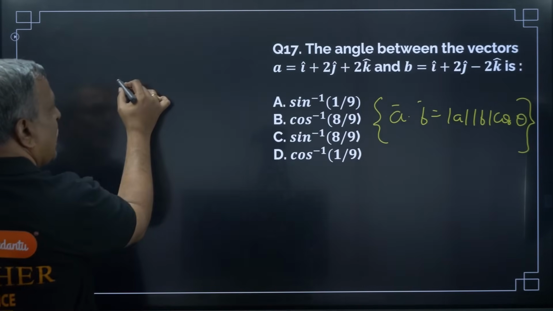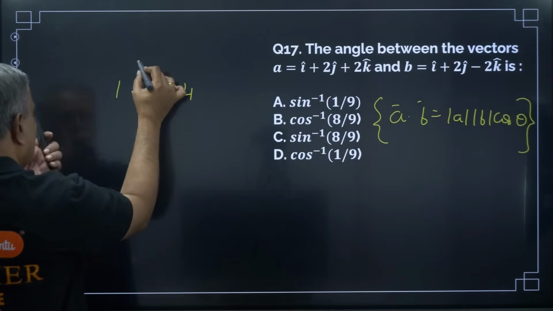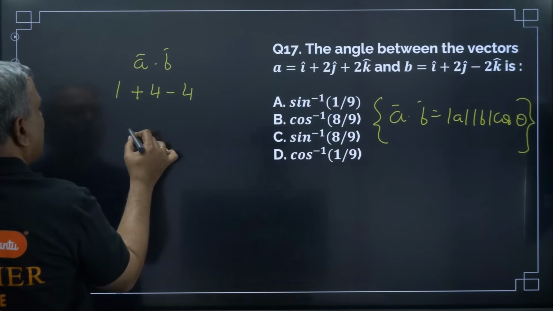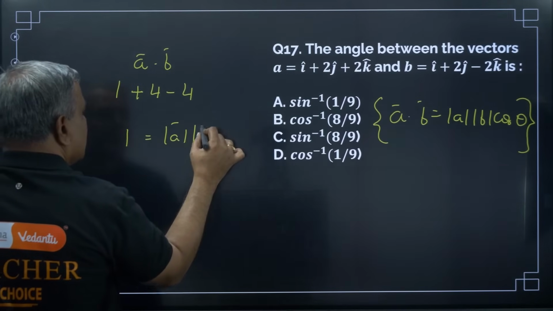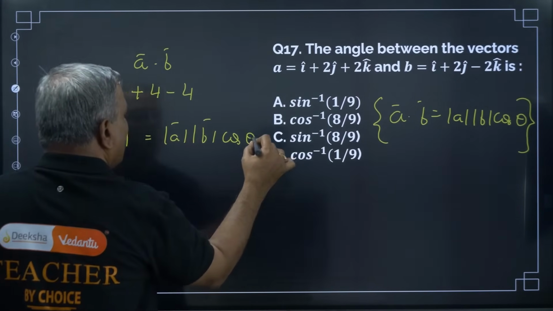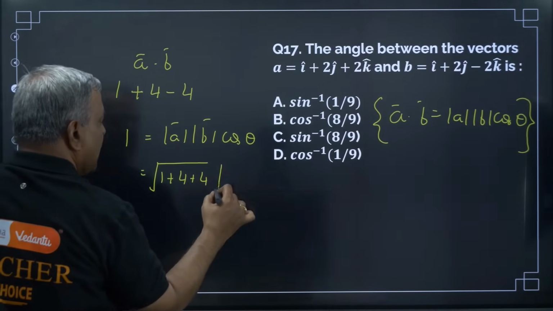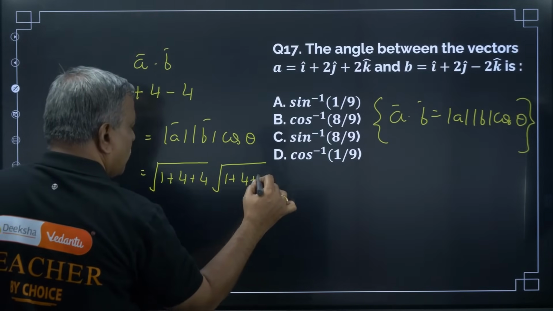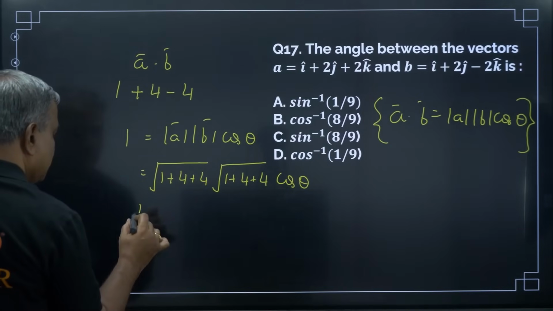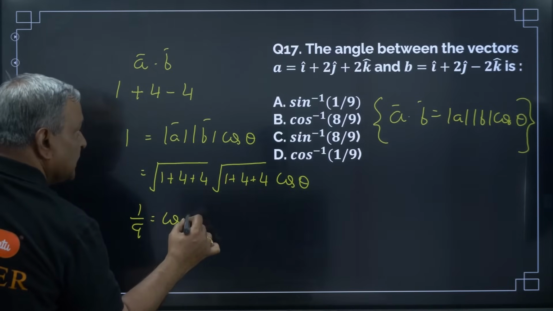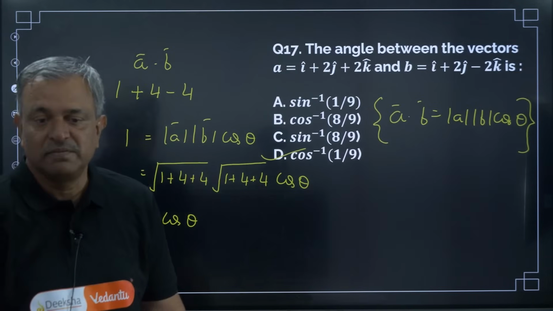So I dot I is 1 plus 2 2s are 4, and this is equal to minus 4. So we got A dot B as 1. So 1 is equal to mod A mod B cos theta. What is mod A? Under root of 1 plus 4 plus 4 into cos theta. So this is 9, 3 3s means 1 by 9 is equal to cos theta. So this will give you option D, cos inverse 1 by 9.